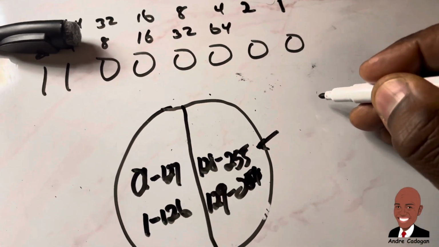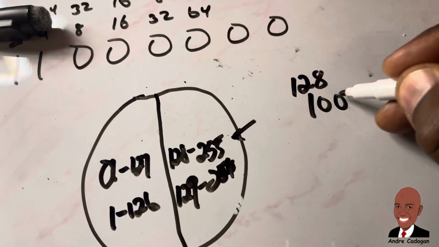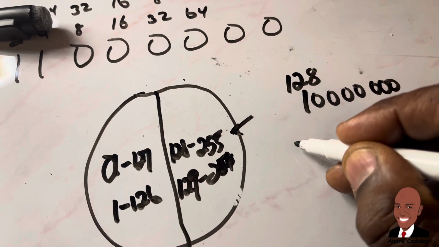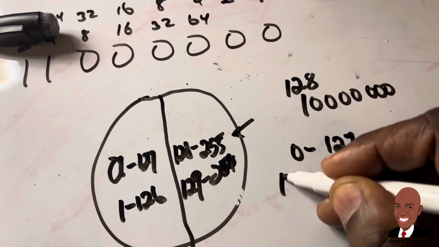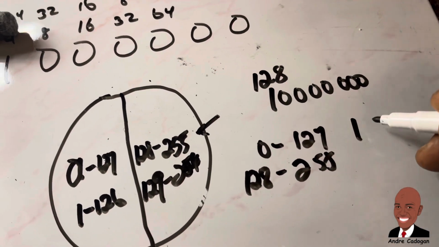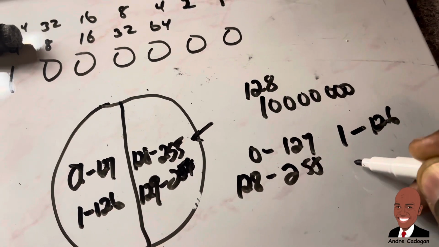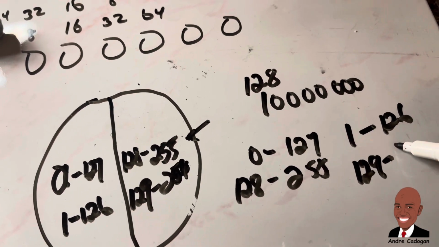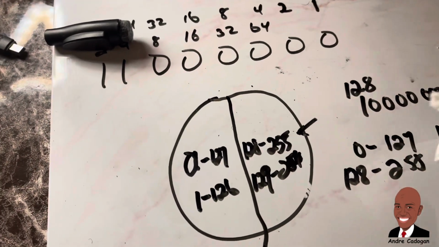All right, so basically, let me just write it over here. If it's a 128, I'll only borrow 1 bit alone. In this case here, 1 bit. This means if it's 128, I'll have 2 networks. I'll have from 0 to 127, and my next network starts at 128 to 255. So basically, my usable hosts will be from 1 to 126, and this one here between 129 to 254.